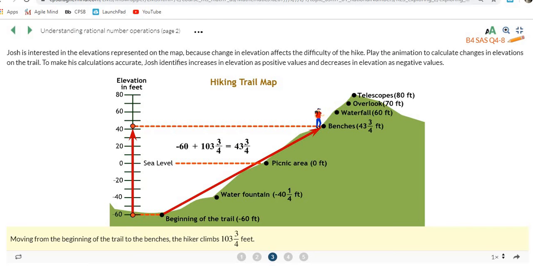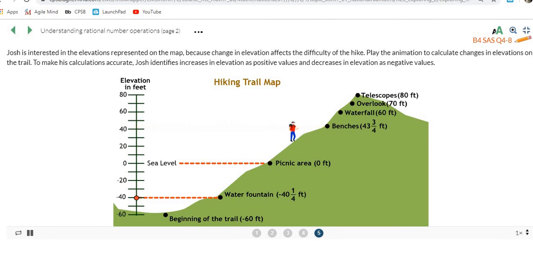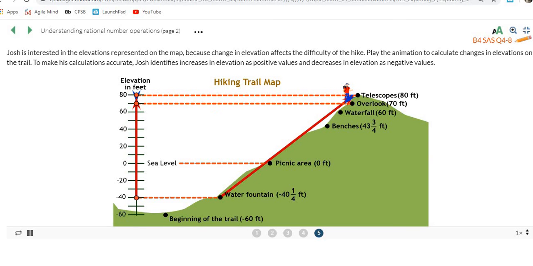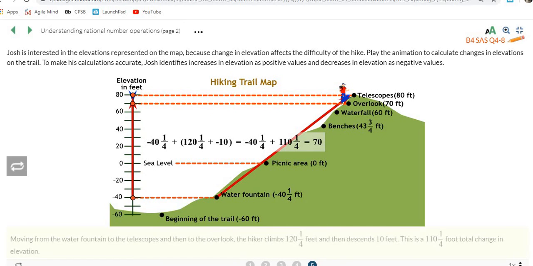Let's check with the animation, make sure we did that correct. Went up to the telescope, then he goes down to the overlook. Did we get 120 and 1/4? Yes. Did we get a negative 10? And he ended at 70. So I think we did it the same, huh? We kind of did that in a different way.